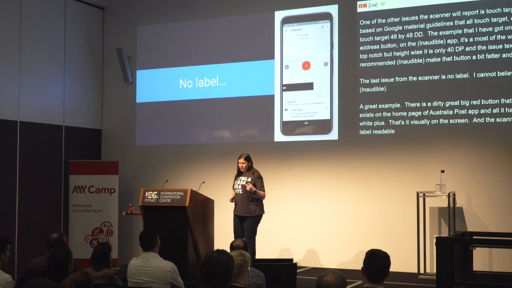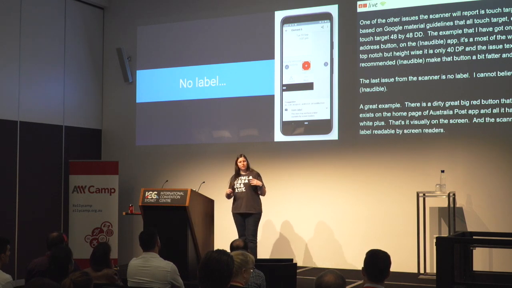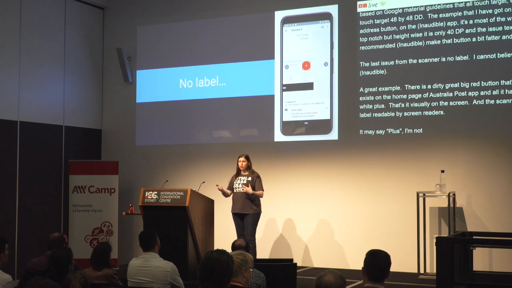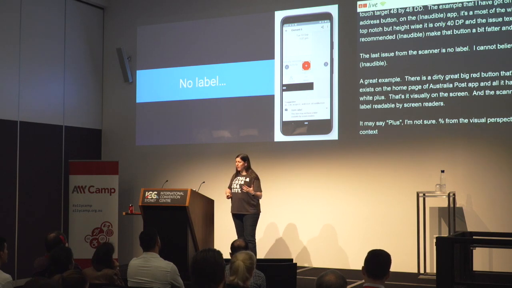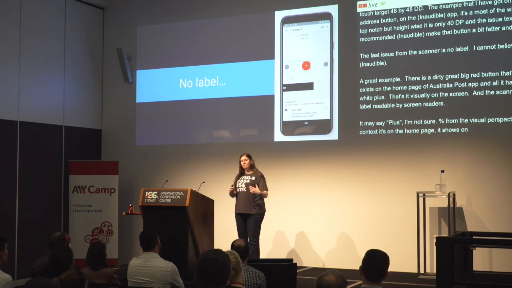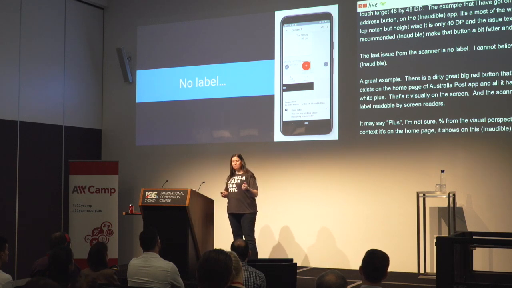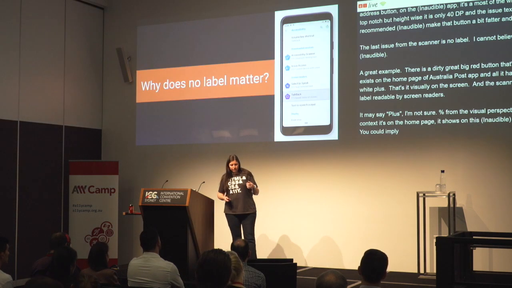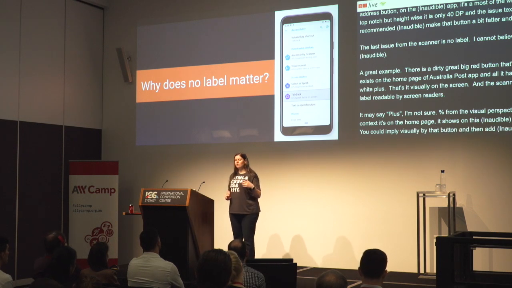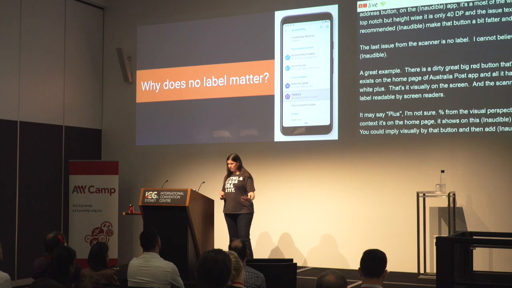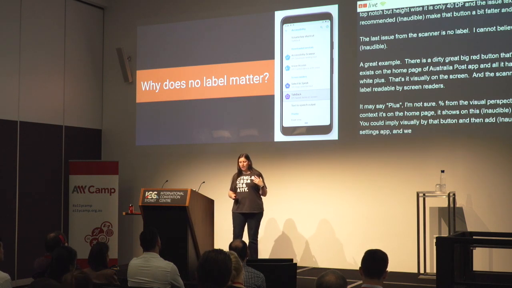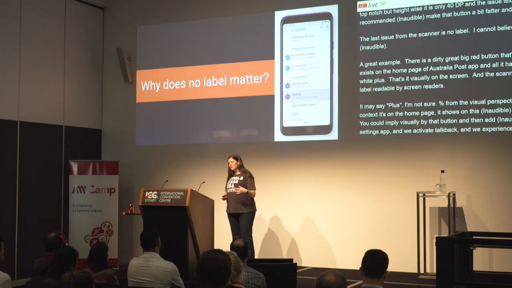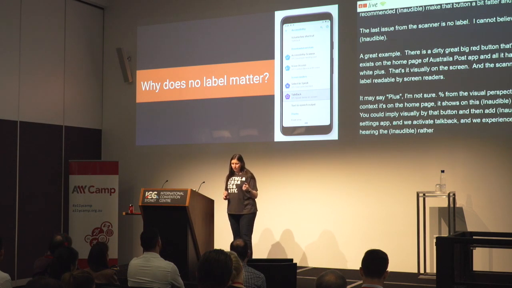From the visual perspective, you can basically assume from the context, it's on the homepage. The homepage shows a list of parcels that you're tracking via Australia Post. You could imply visually that that button enables you to add more parcel details. But if we jump back to our settings app and we activate Talkback and we experience that button as someone using a screen reader and hearing the content of the page rather than seeing it, we're going to have a different experience. So I've got a short video that's going to demonstrate Talkback.